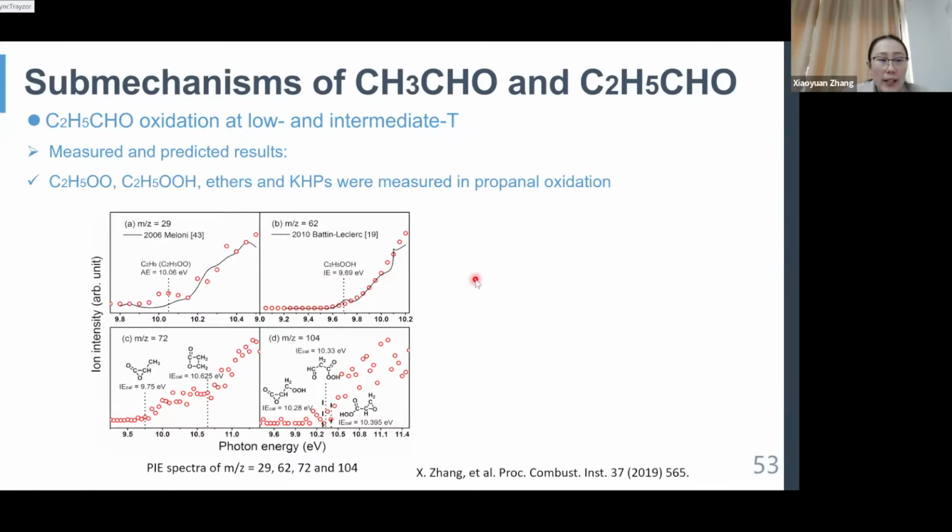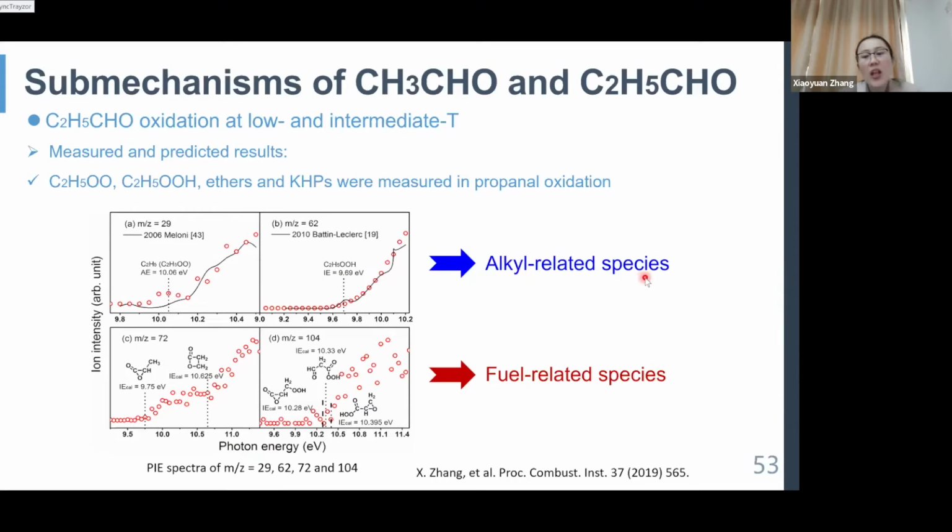Similarly, in propanol oxidation experiments, we can also measure the alkyl-related species and the fuel-related species. Under fuel-rich conditions, the alkyl-related species dominate the chain branching. So the experimental data of propanol oxidation can also provide experimental data for ethyl oxidation.